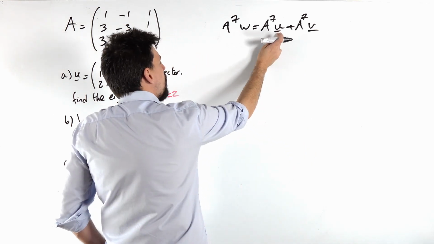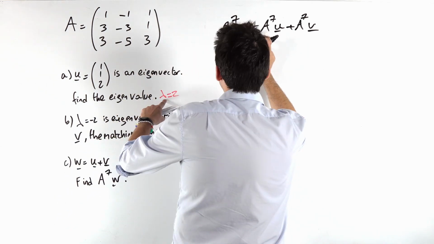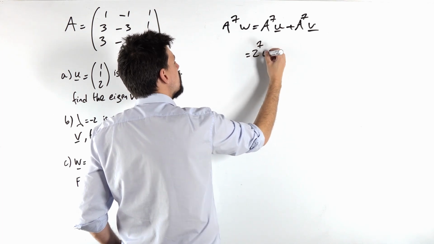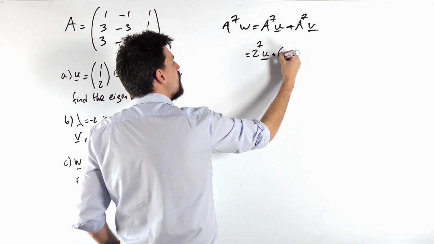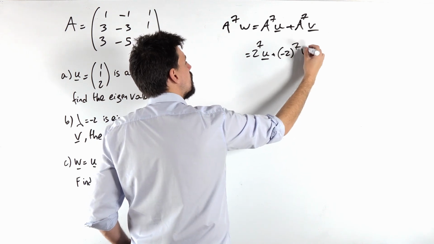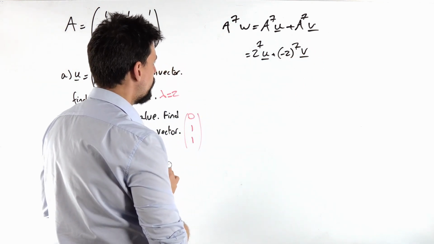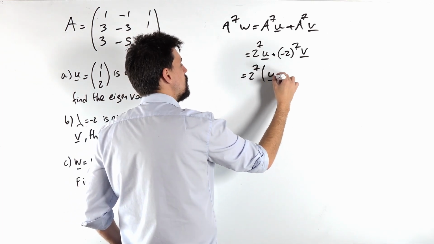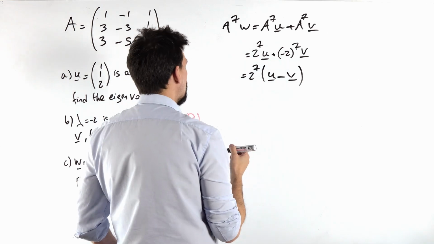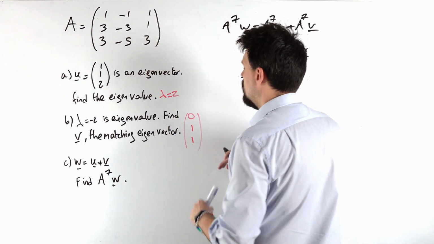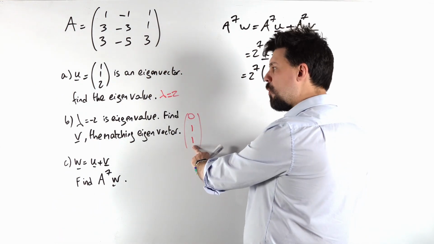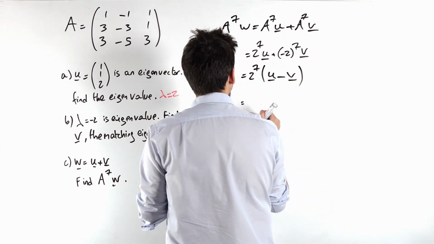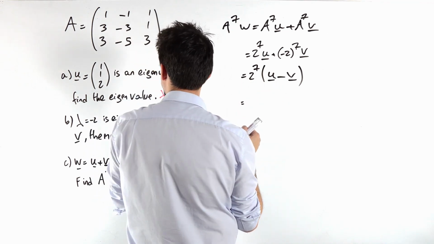Now, every time I multiply u by A, I pick up a factor of 2. So what this is, is just 2 to the 7 times u, and this is minus 2 to the 7 times v. Now what this means is it's actually 2 to the 7 times u minus v. Now depending on your v, of course, this might be different. This is very much the natural one to pick. But overall, we should end up with this, 2 to the 7 times u minus v.